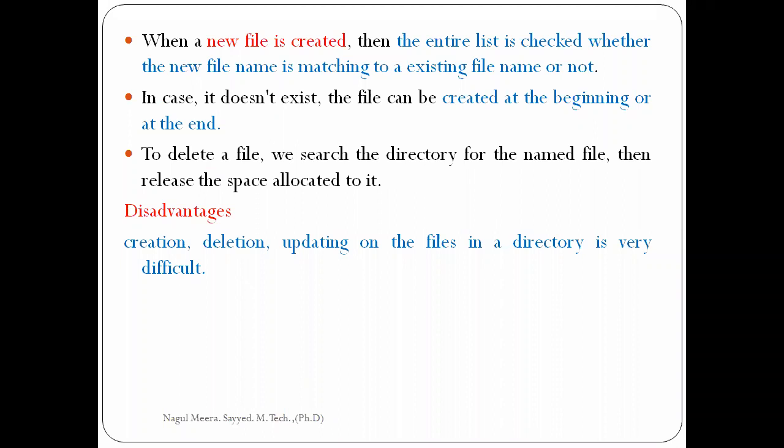Okay? So what is the disadvantage here? Disadvantage means if we want to create, delete or update a particular file in a directory, that is very difficult if the directory consists of more number of files. So this is the only drawback in this particular linear list.